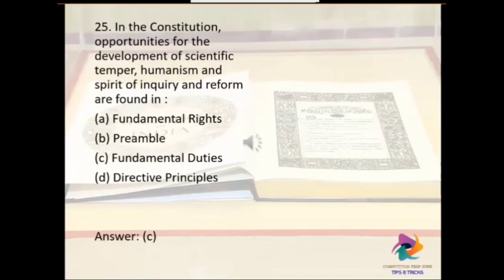Okay, so this is the last question for today's video. That is question number 25. In the Constitution, opportunities for development of scientific temper, humanism, and spirit of inquiry and reform are found in A. Fundamental rights, B. Preamble, C. Fundamental duties, D. Directive principles. And the correct option is C. Fundamental duties. That is, in the Constitution, opportunities for the development of scientific temper, humanism, and spirit of inquiry and reform are found in the fundamental duties.